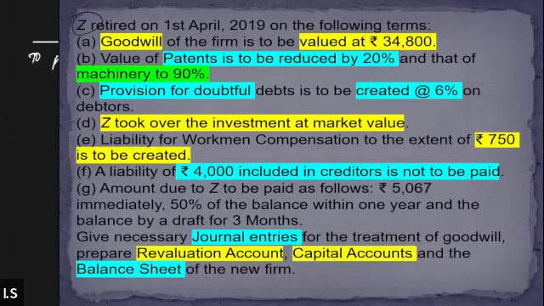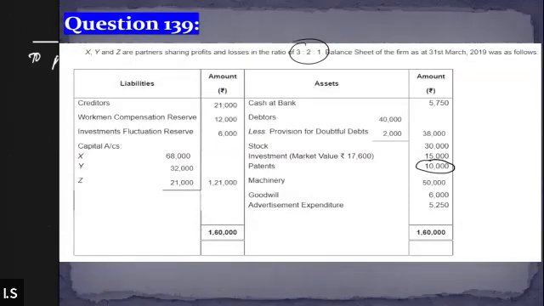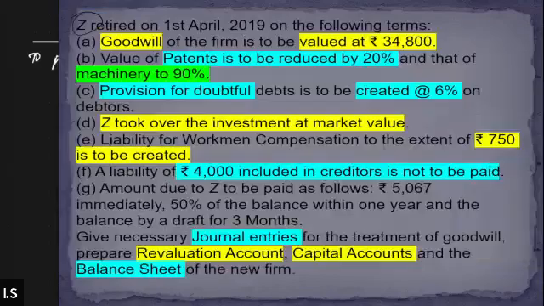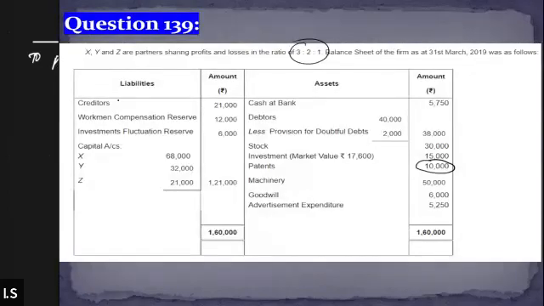That means whatever the value that is given in the question for the machinery, now it is to be valued at 90%. So let's do the 90% of the value of the machinery. The value of the machinery is how much? 50,000. And 90% of it will be recorded at 45,000. So that means there is a reduction in the value of the machinery by 5,000, right?